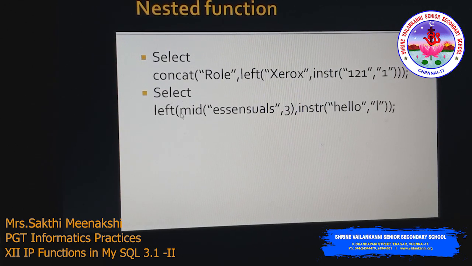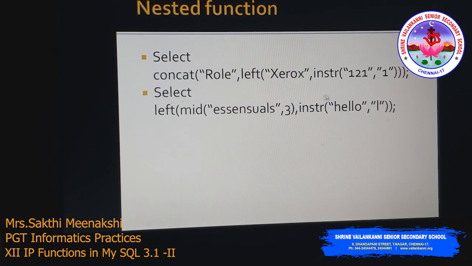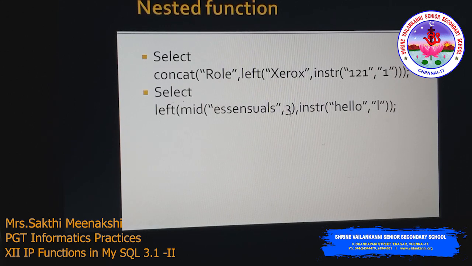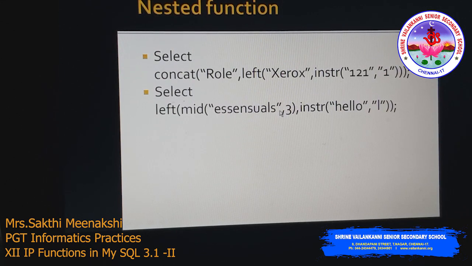Okay, so next one, left of mid of essentials comma 3 comma instring of hello comma L. As we have to use the inner function first, instring of hello comma L. The position of L in hello, that is 3. Third position. So this instring function returns 3. That 3 we are passing to the left function. Before that we have to use mid of essentials comma 3.